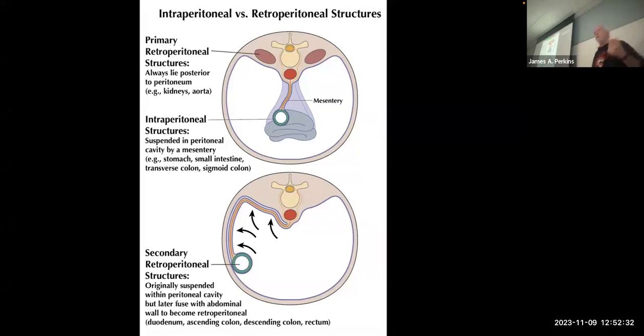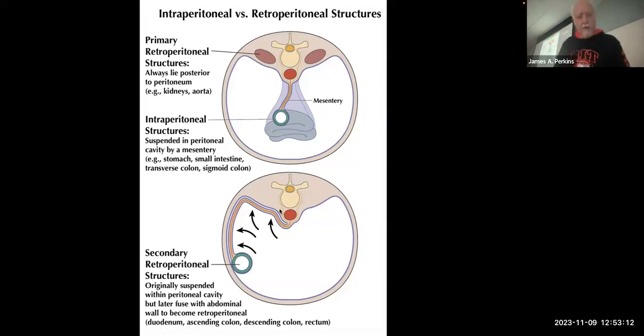And then finally, there are some other structures that start their development as intraperitoneal structures. So they start out basically hanging within the abdominal cavity, anchored to the posterior abdominal wall by a mesentery. But during embryonic development, these organs will migrate over towards one of the abdominal walls, either to the left or the right abdominal wall, or sometimes even migrating posteriorly towards the posterior abdominal wall. And these organs will then fuse with the inside of the peritoneal cavity. They'll fuse with the inside of the abdominal wall.